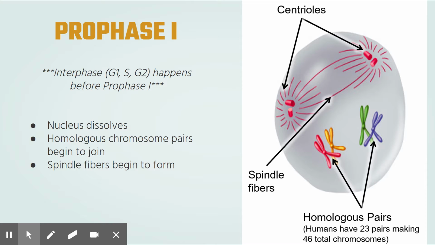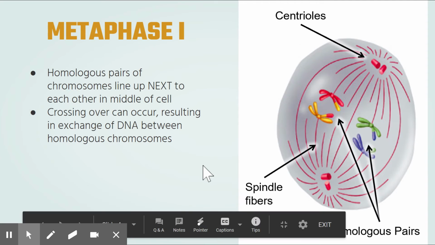Homologous pairs of chromosomes code for the same traits. So pink and yellow chromosomes might code for eye color, and then green and blue might code for the ability to make a protein. Homologous pairs have these same traits on them. After prophase 1, metaphase 1 begins.